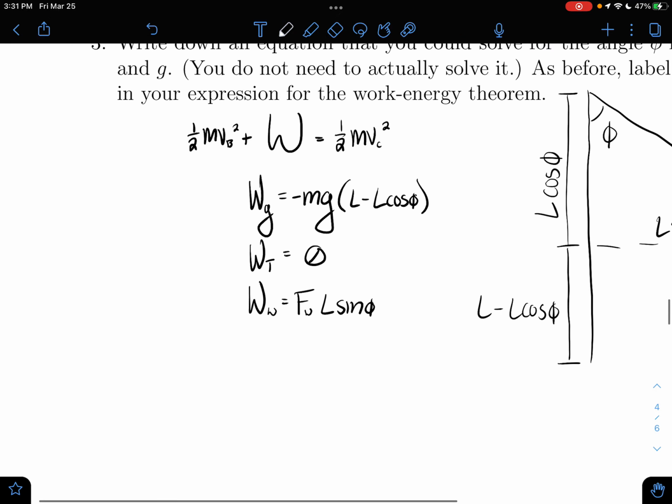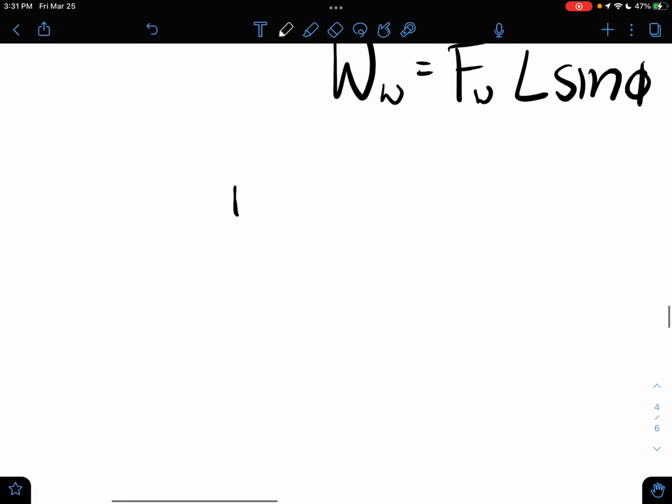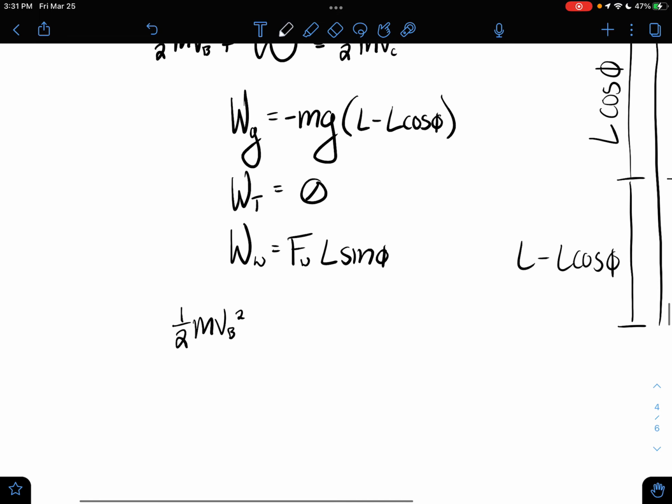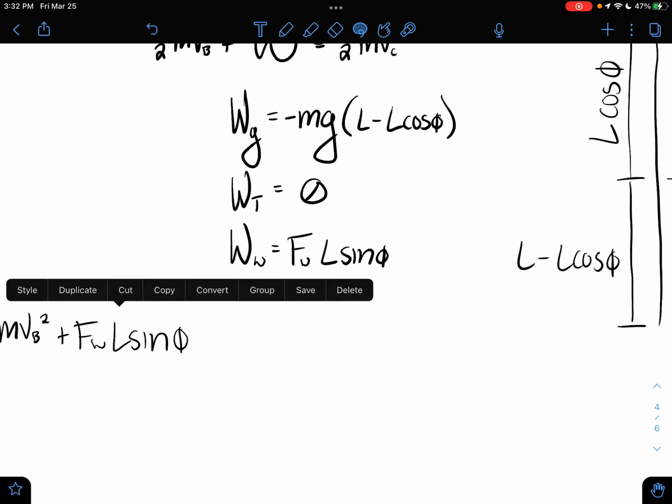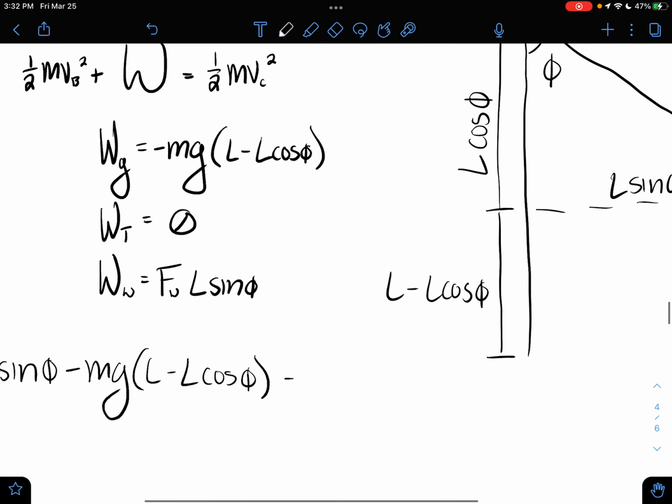Okay. So now let's get everything plugged in. We're going to say that it's 1/2 m vb squared plus the work by the wind, force by wind times L sine phi, sorry, I've been writing W for work, forgot what it was, minus mg times L minus L cosine phi, and that's going to equal our final kinetic energy.